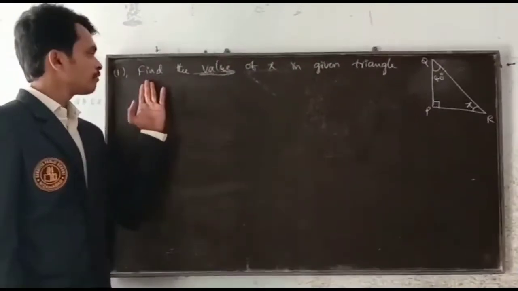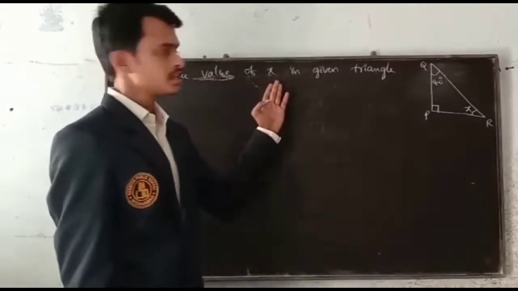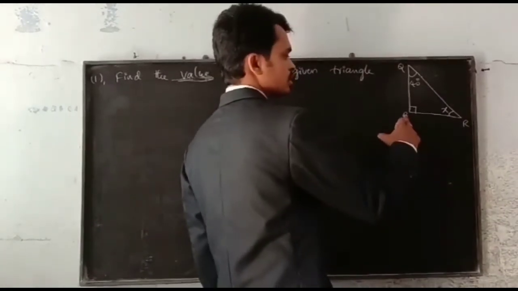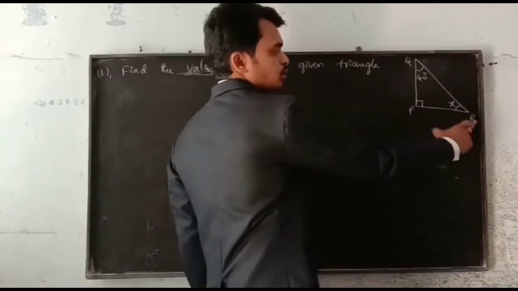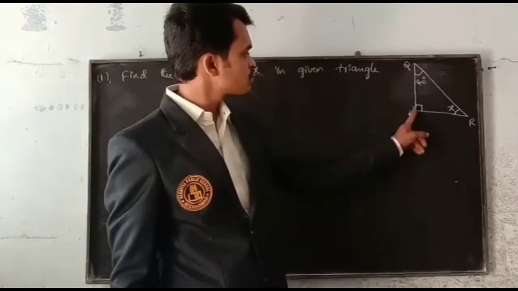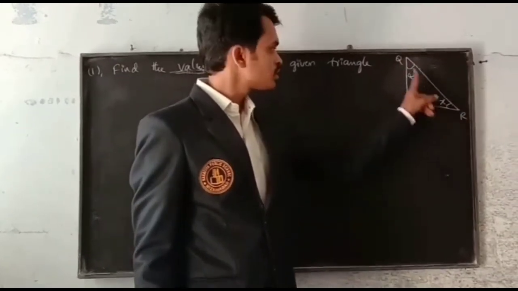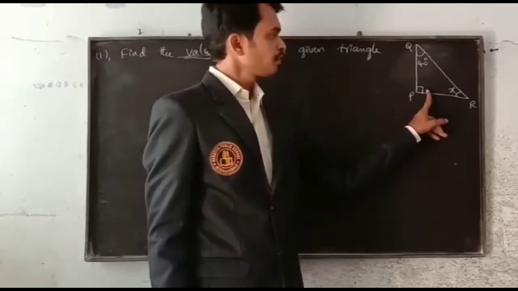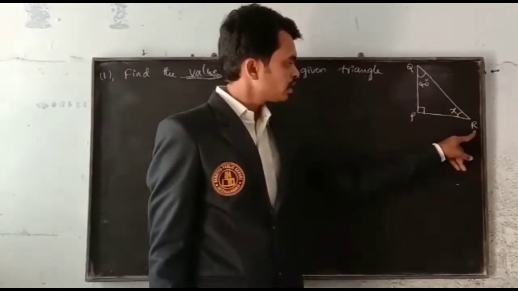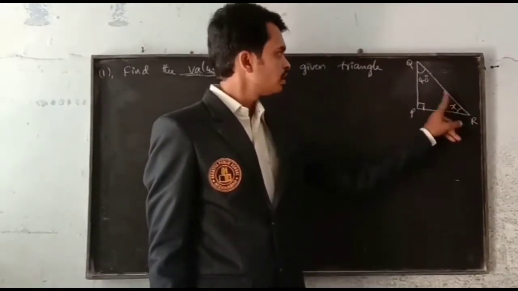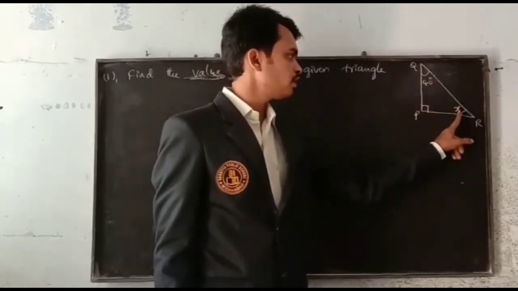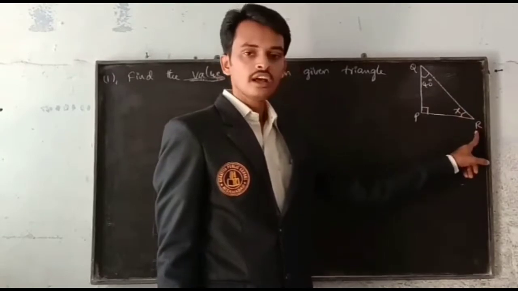Here, find the value of x in the given triangle. So this is a triangle. The triangle name is PQR. So this is a right angle triangle. The right angle is at P, and here the angle R is x and angle Q is 40 degrees. So we have to find the value of x, nothing but angle R.